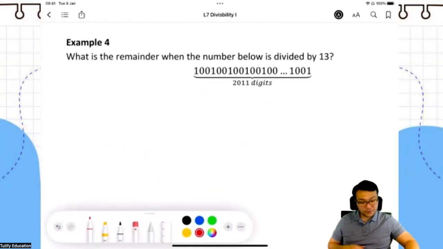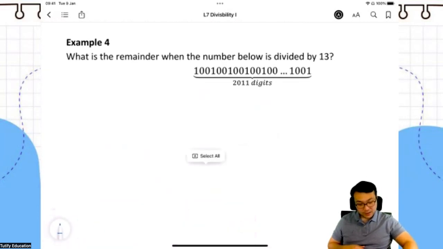Okay, students, over here, we have 2011 digits. What a long number. It's a 2011 digit long number. Wow. And they're asking you to determine if it is divisible by 13. Now, students, remember the number 7 and the number 13, they're very similar in their divisibility rule.